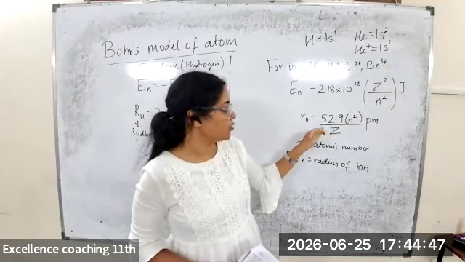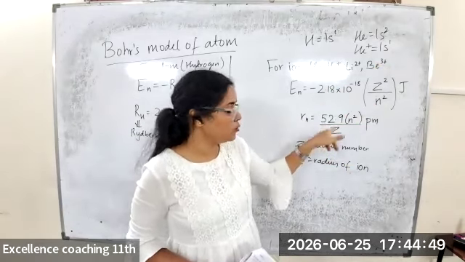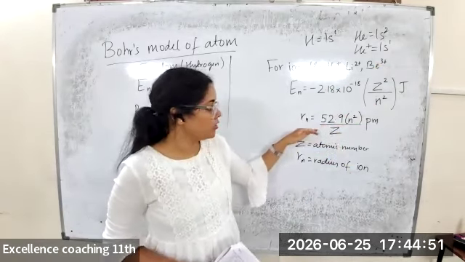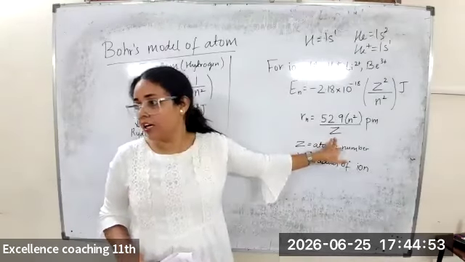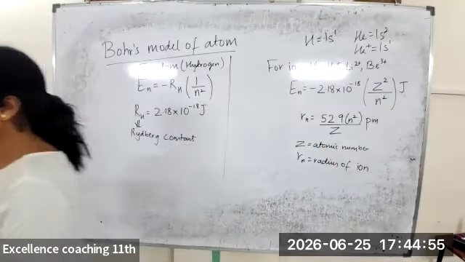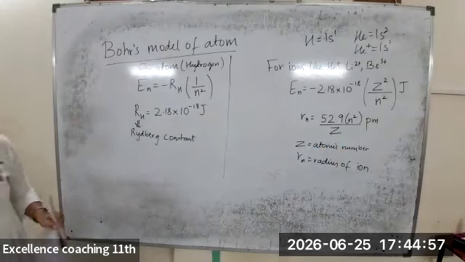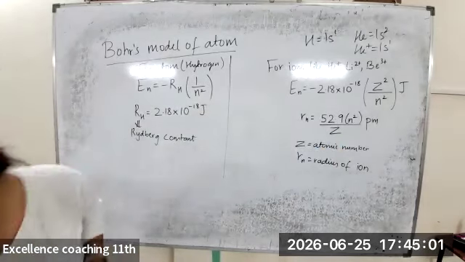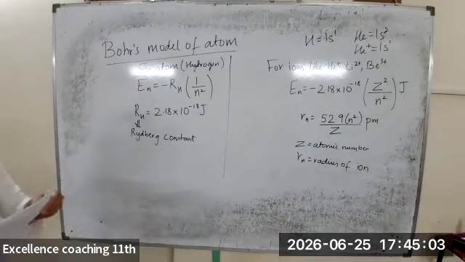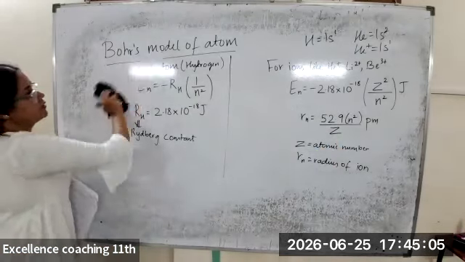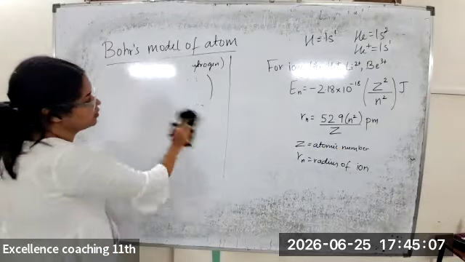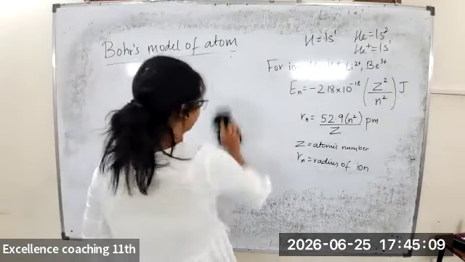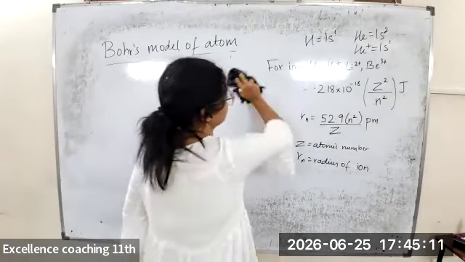Rn is equal to 52.9 into n square upon Z. Z is nothing but your atomic number. Okay? Clear? You all made a note, right? Okay. So now coming on to Bohr's model. Okay. So he basically puts some postulates.